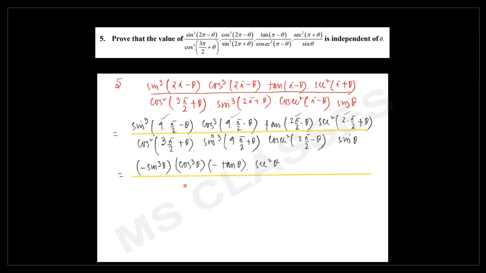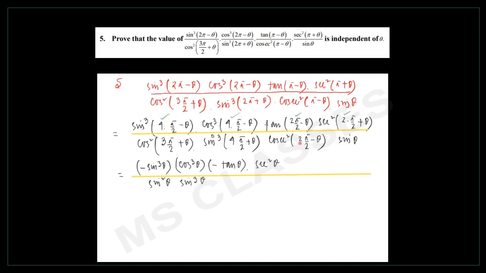Denominator. It is cos square, so whether it is negative or positive doesn't matter, it will be positive. 3 pi by 2 plus theta. So here it will be what? It will be sine square theta. Next one, 4 pi by 2 plus theta means first quadrant, so this would be cos cube theta. No, it is sine cube theta only because it's an even multiple. Even multiple means it will be sine cube.